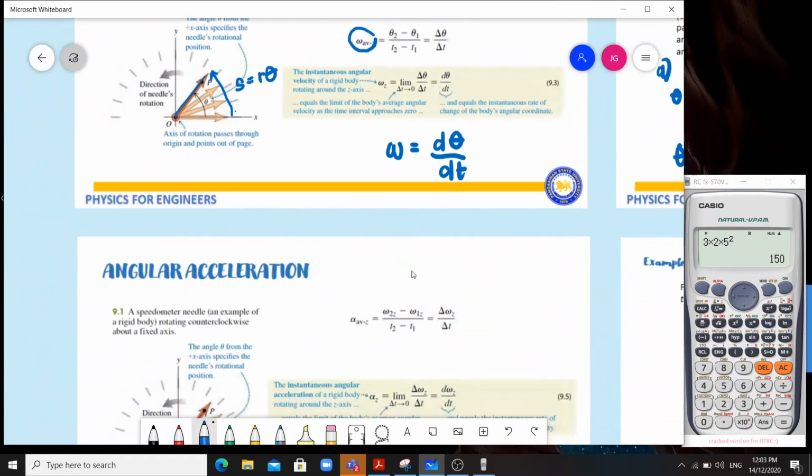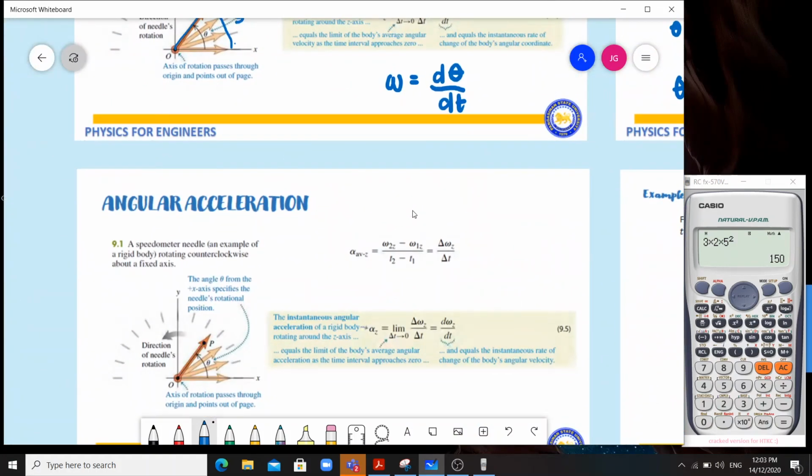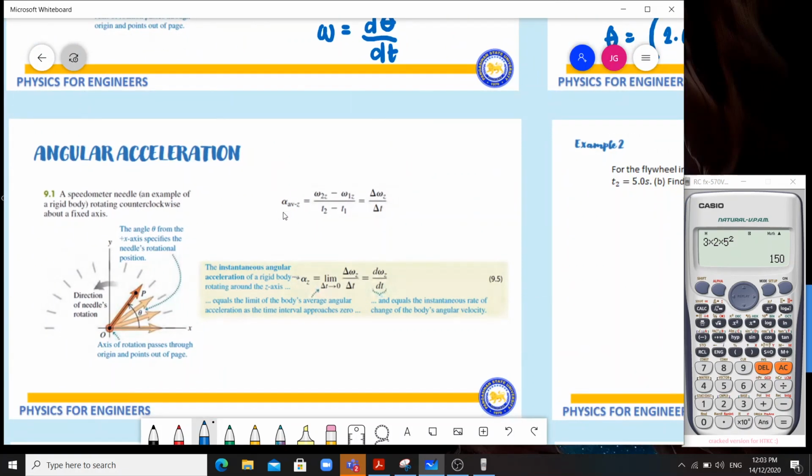Let's proceed to the next topic, angular acceleration. For angular acceleration, the average angular acceleration is denoted as alpha.